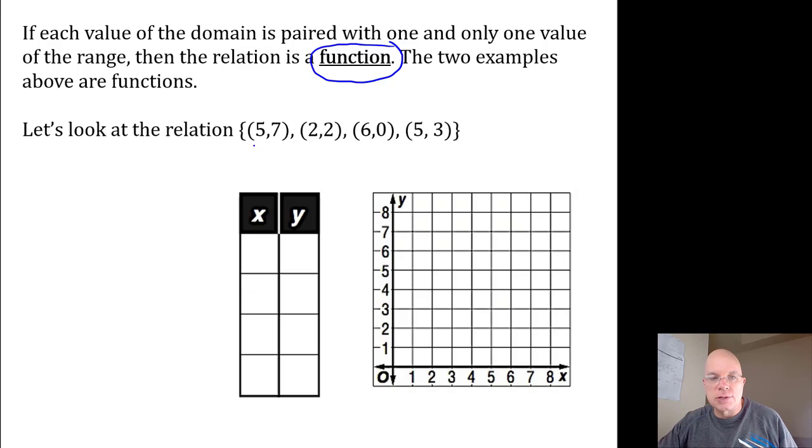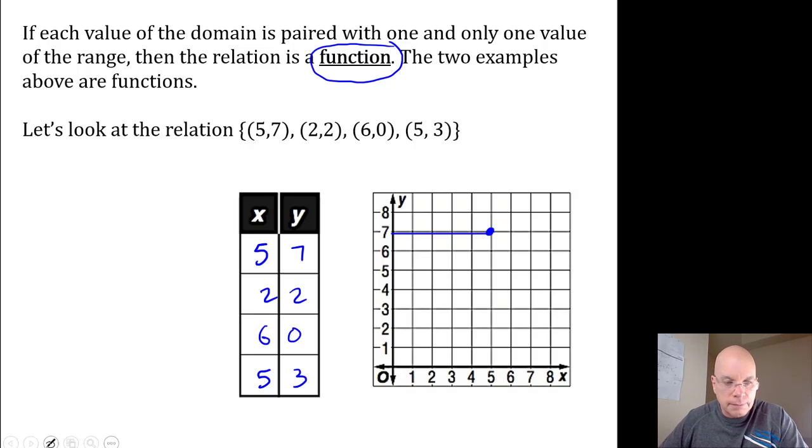Now let's look at this relation: (5, 7), (2, 2), (6, 0), and (5, 3). First I'm going to put them in the table: (5, 7), (2, 2), (6, 0), and (5, 3). (5, 7) is right here. That's unfortunate, glitch. (5, 7), (2, 2), (6, 0) would be on the graph, and (5, 3).